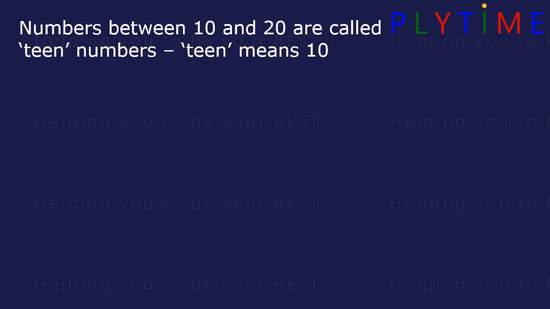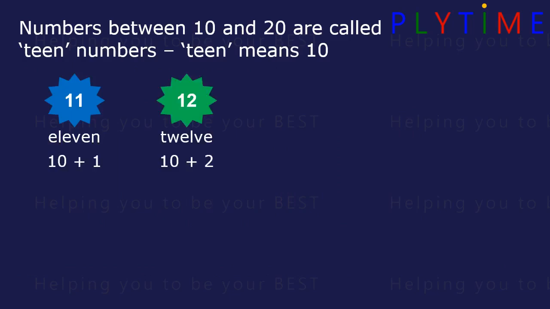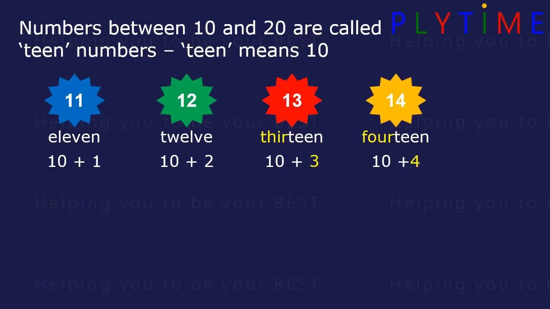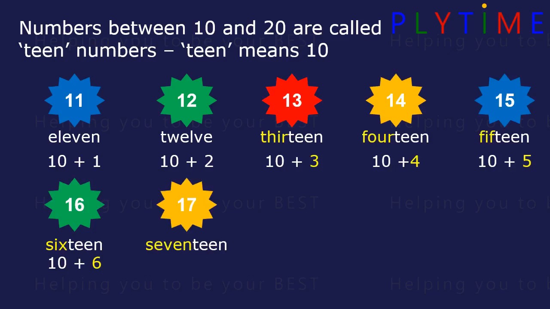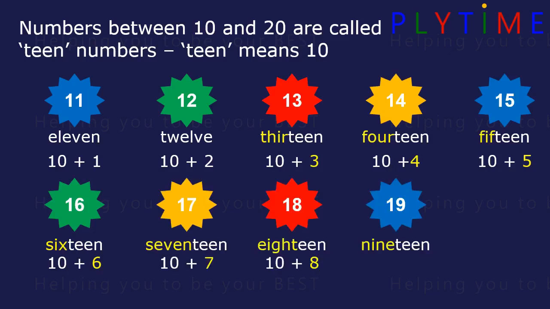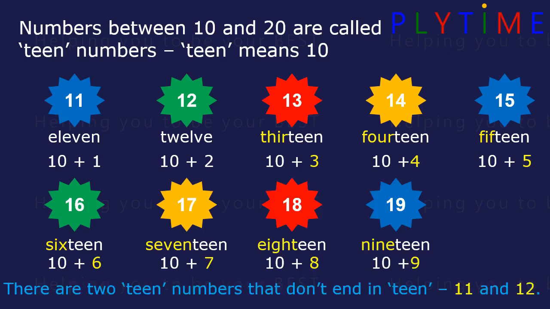Teen means 10, 11, 12, 13, 14, 15, 16, 17, 18, 19. There are two teen numbers that don't end in the word teen. These are 11 and 12.